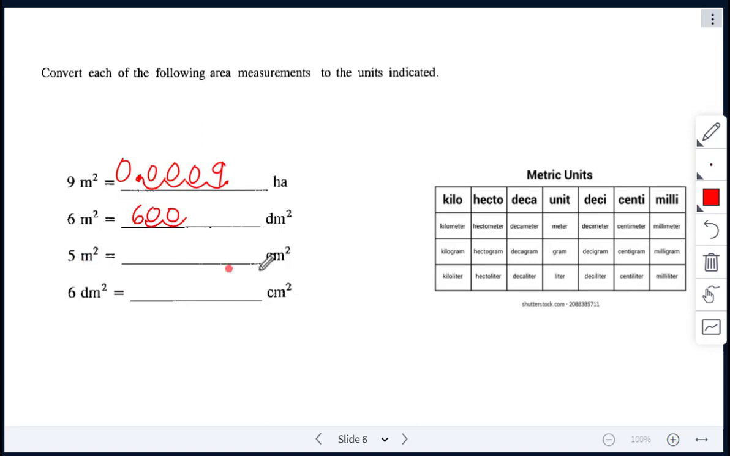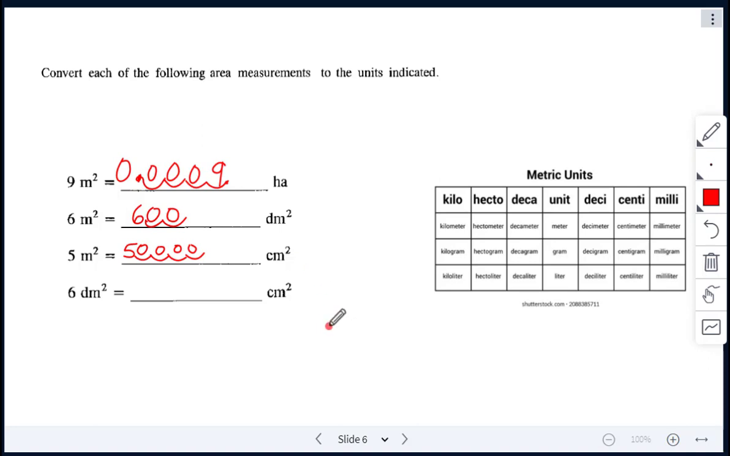All right, for 5 meters squared to centimeters squared. So we're going from meters to centimeters, which is 2 places to the right, but we're going to double that. So it's going to be 2 times 2, which is 4 places to the right. So 1, 2, 3, 4. Fill that in. We get 50,000 centimeters squared.